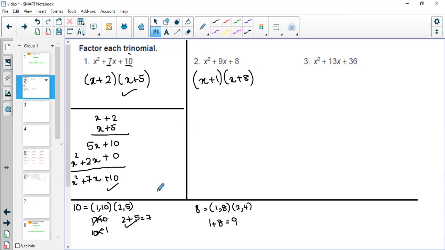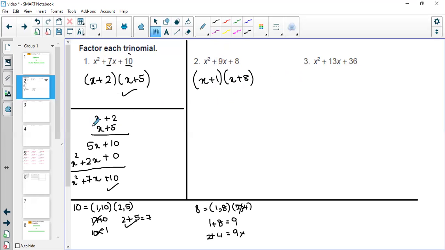Simple as that. We could not do anything with the 2 and 4, because if I arrange 2 and 4, there is no way I'm going to get a 9. If I add 2 plus 4, that's going to give me a 6, not a 9. Even if I subtract 4 minus 2, that's going to give me a 2, not a 9. So all you need to do is find the factors of C, with which, if you add, subtract or rearrange them, you get a positive 9.